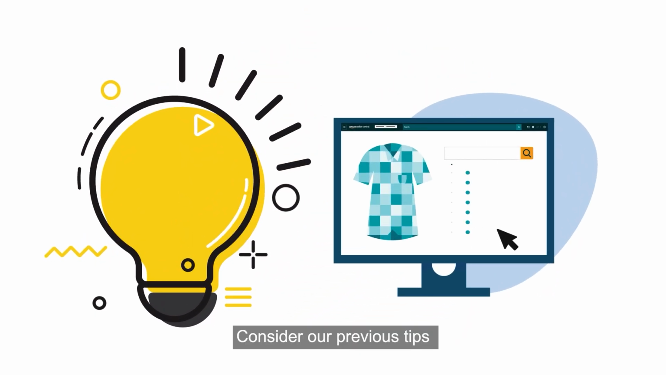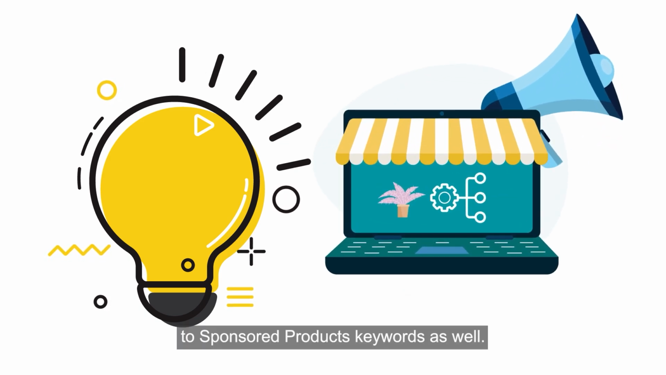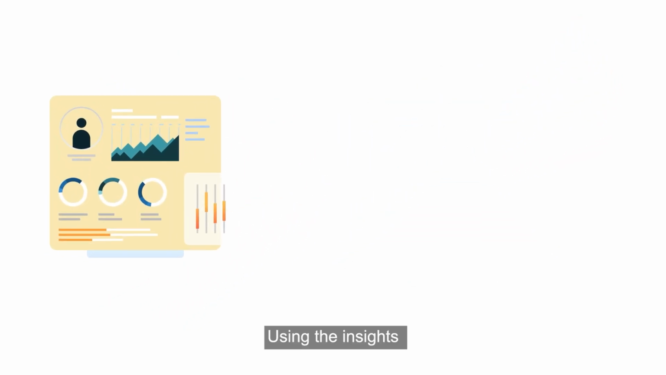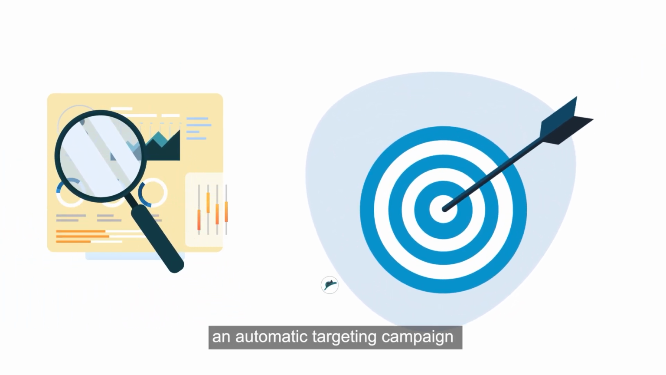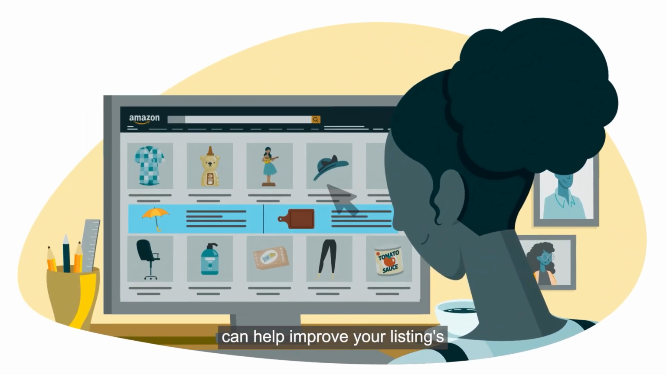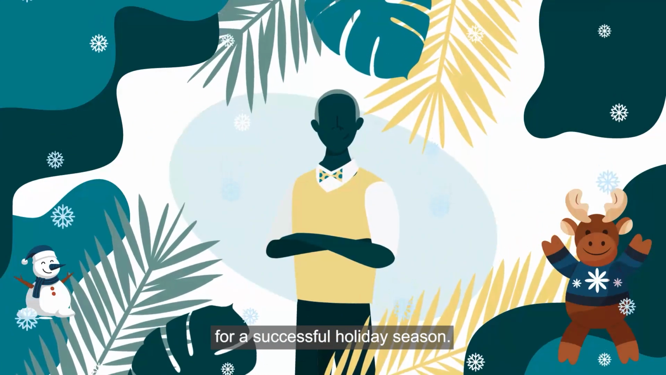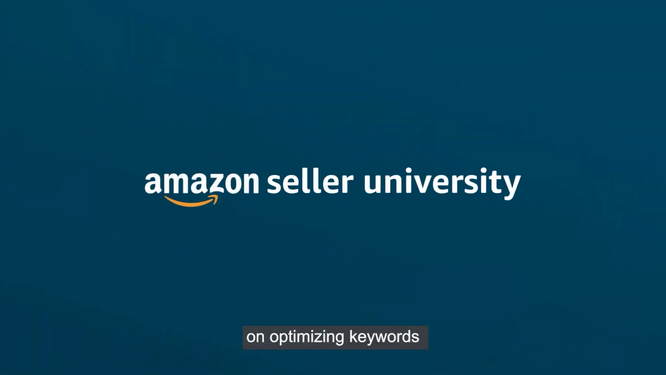Consider our previous tips for optimizing product keywords, as these will apply to sponsored products keywords as well. Using the insights you gain from running an automatic targeting campaign in combination with these tips can help improve your listing's visibility and set you up for a successful holiday season. This concludes our training on optimizing keywords for the holiday season.